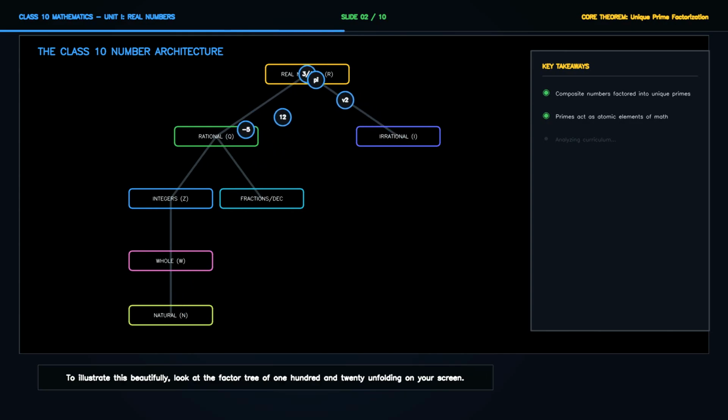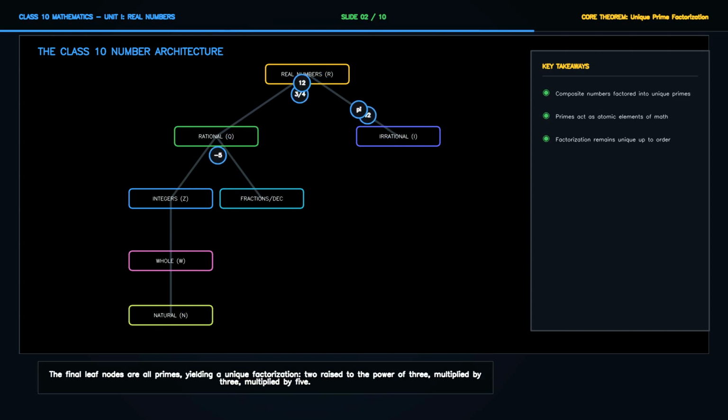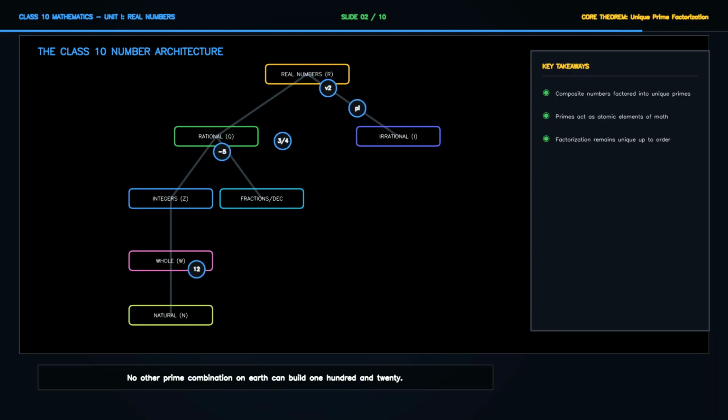To illustrate this beautifully, look at the factor tree of 120 unfolding on your screen. 120 splits into 2 and 60, which splits into 2 and 30, which splits into 2 and 15, and finally into 3 and 5. The final leaf nodes are all primes, yielding a unique factorization: 2 raised to the power of 3, multiplied by 3, multiplied by 5. No other prime combination on Earth can build 120.